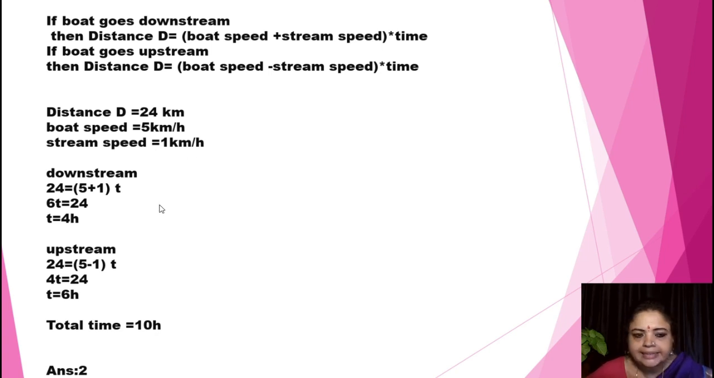We need to calculate the time. So time, let it be small t. So in the first case, 24 is equal to 5 plus 1, boat speed is 5 plus 1 into t. So from there we can calculate the time as 4 hours, and upstream the distance is given as 24 is equal to 5 minus 1 into t. From this t can be calculated as 6 hours.